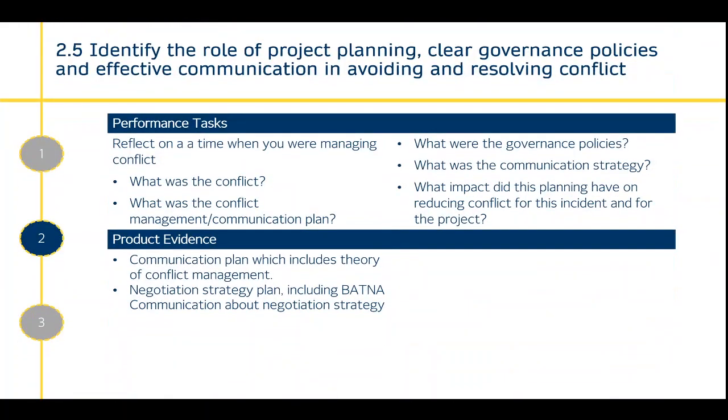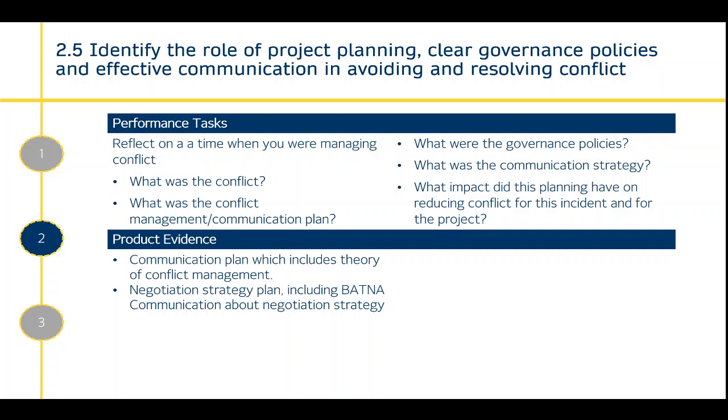2.5. Identify the role of project planning, clear governance policies and effective communication in avoiding and resolving conflict. Each of these three things has a clear role to play in reducing conflict. Having an effective project plan means everyone knows what's expected of them, when tasks are going to happen, what standard they've got to be completed to, so people know what it is that they have to do and the expectations are clear.